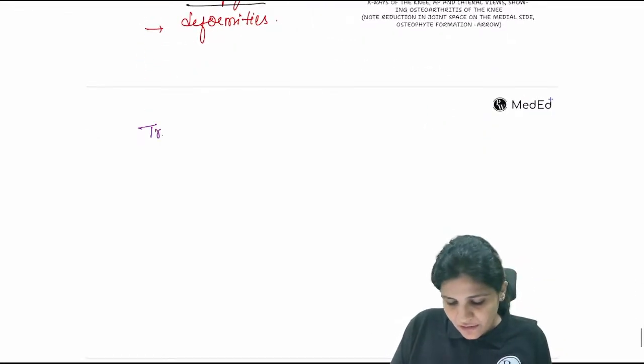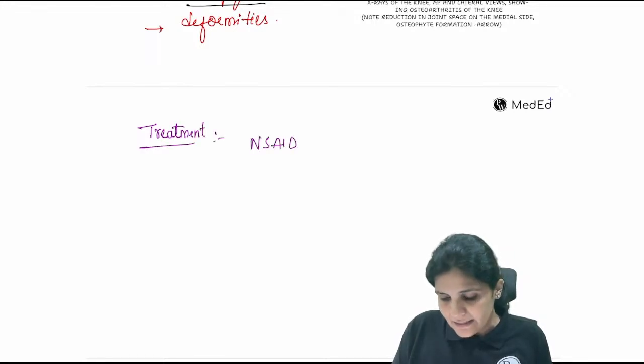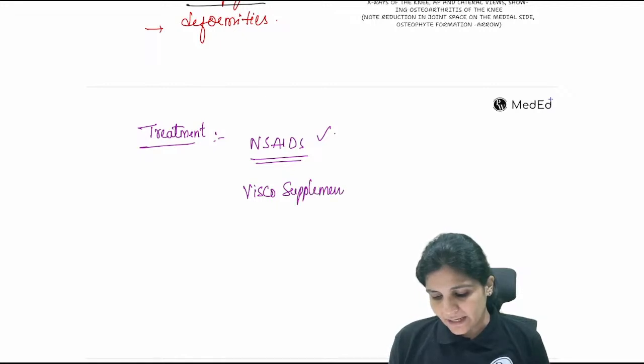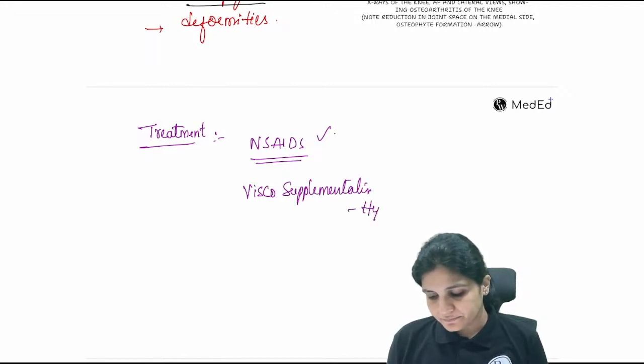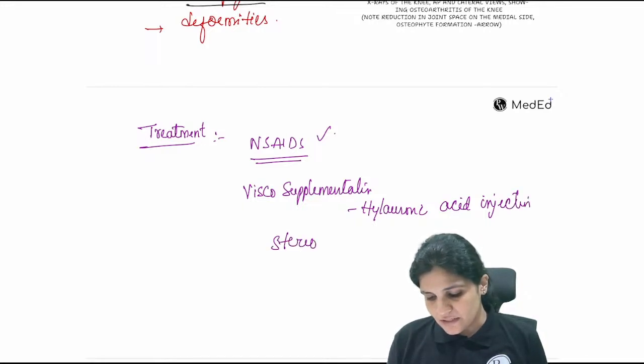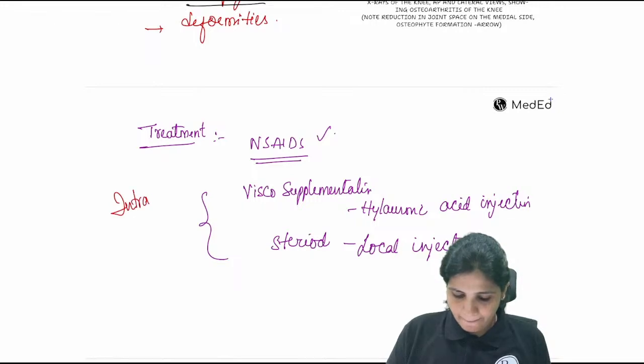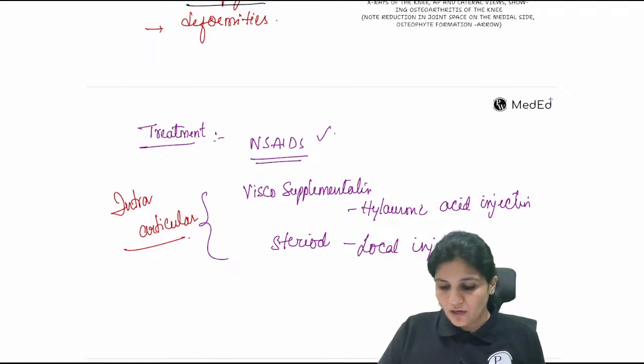Now coming to the treatment. Treatment, initially you treat them with NSAIDs, right? To relieve the pain. And then you have viscosupplementation. So this is again hyaluronic acid injection, or you can treat with steroid local injection, right, directly into the joint. So these are intra-articular injections, what I'm talking about, right? So these are non-surgical.